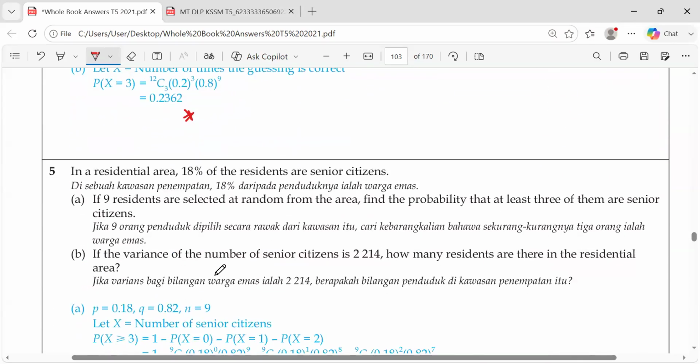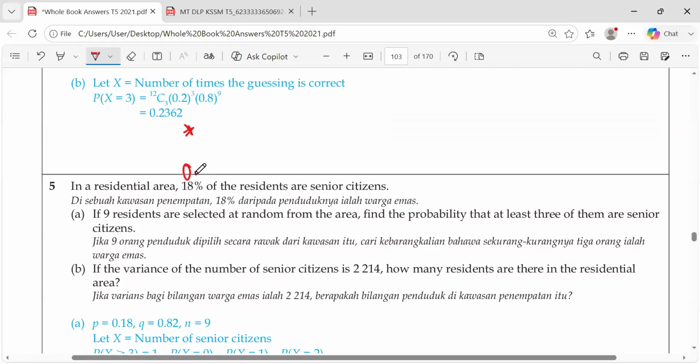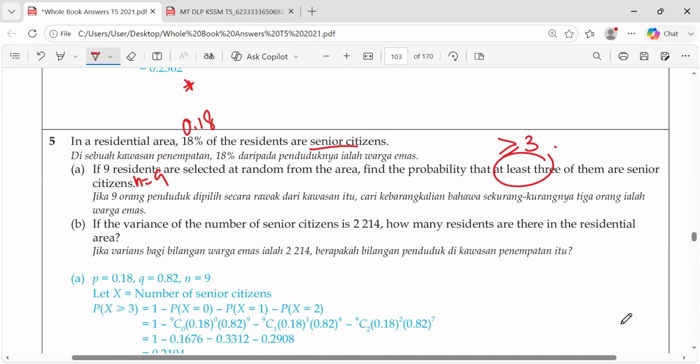Okay, so look at the question again. 0.18 is the senior citizen. There's 9, N equals 9. From the area, find the probability that at least 3 of them are senior citizens. So that means the probability for X equal to 3, 4, 5, 6, 7, 8, 9. So you can do 1 minus 0, 1, 2, minus the things that are not included.